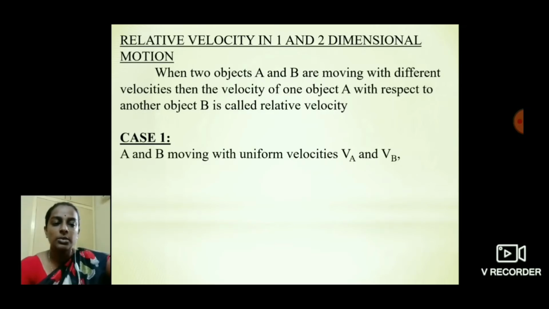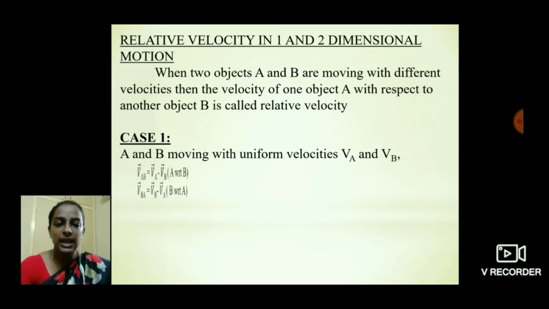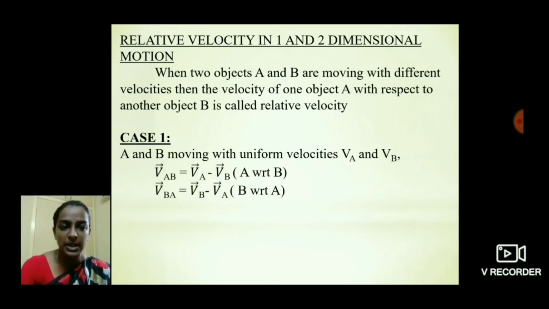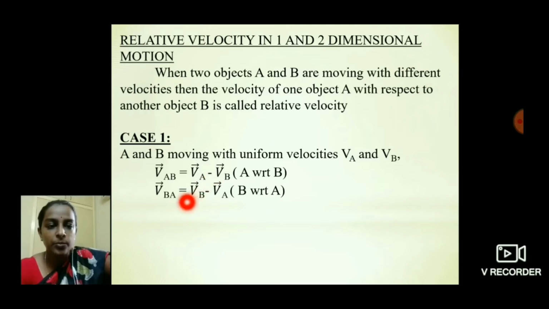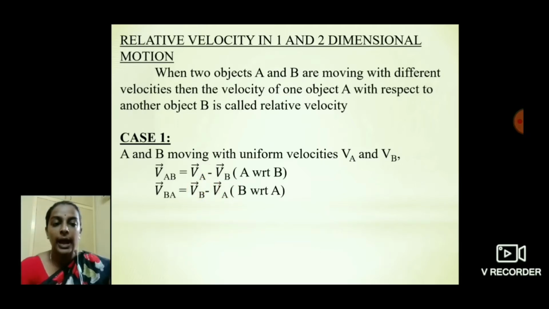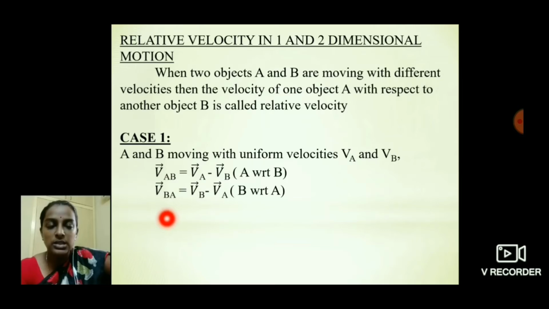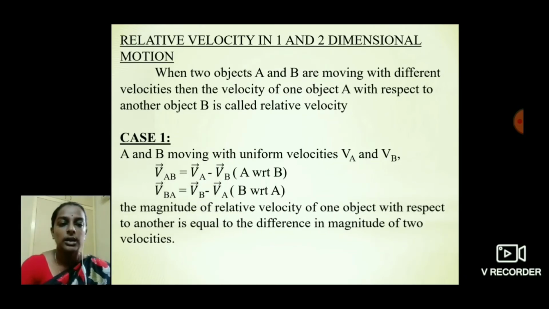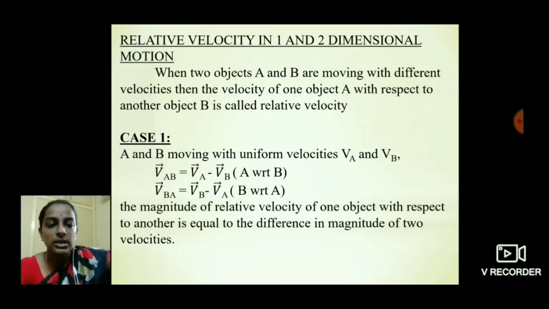So A and B are moving with uniform velocities VA and VB. So VAB is the velocity of A with respect to B, that is given as VA minus VB, and VBA is the velocity of B with respect to A, and that is given as VB minus VA. The magnitude of the relative velocity of one object with respect to another is equal. So they are both equal in magnitude with respect to each other. This is case 1.